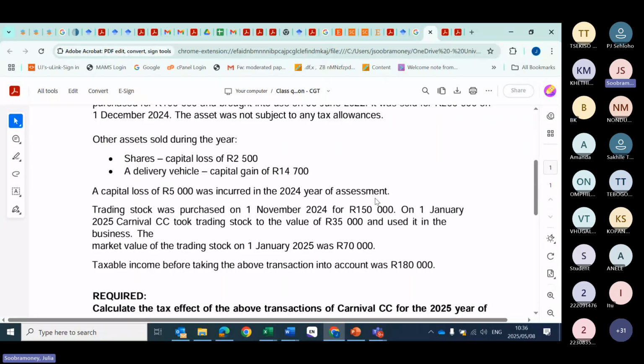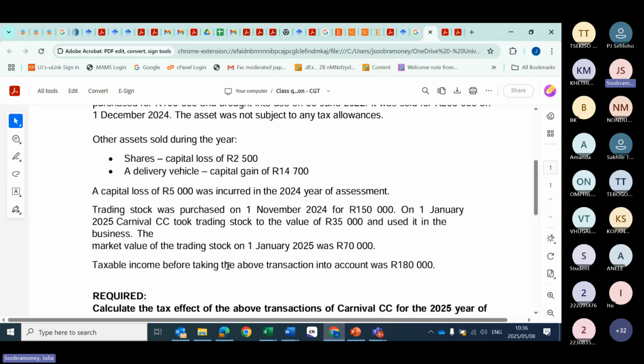So in the previous year of assessment, we had a loss. Then it says trading stock was purchased on 1 November 2024 for 150. On 1 January 2025, Carnival took the trading stock to the value of 35 and used it in the business. The market value of trading stock on 1 Jan 2025 was 70,000 Rand. So remember, this is a deemed disposal, what we did on Monday. Deemed disposal, deemed acquisition. I will explain this just now.